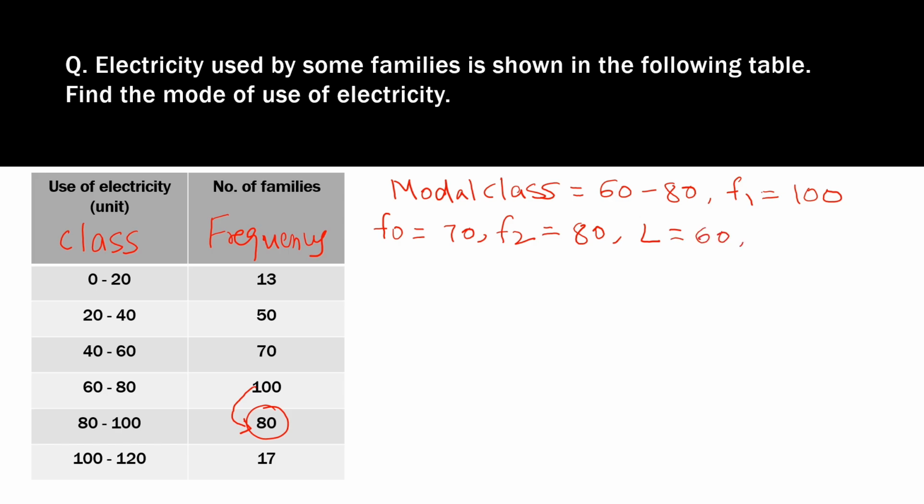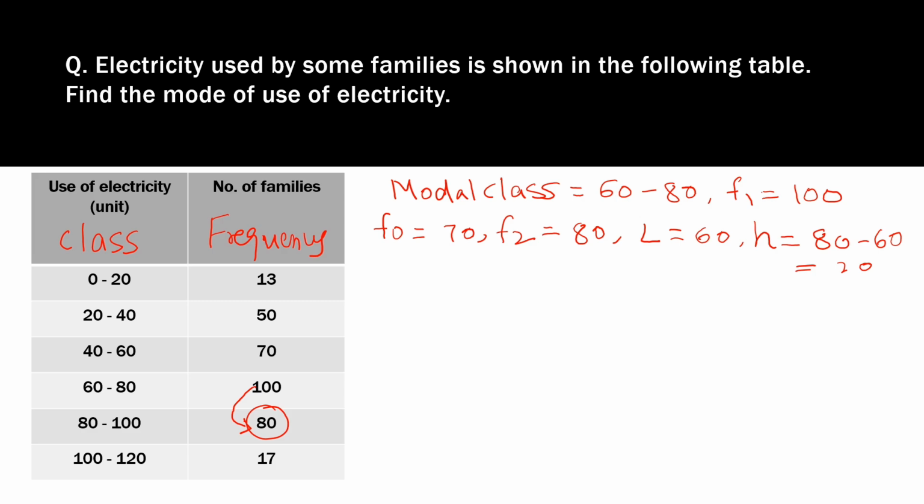Now we have to find h. So what is h? The width of the class, the width of the modal class. Here we have the class 60 to 80. So how to find the width of the class? How to find h? That is upper limit minus lower limit. That means 80 minus 60. Upper limit minus lower limit, that is 80 minus 60, which equals 20.